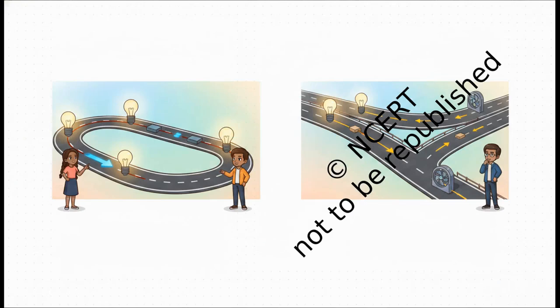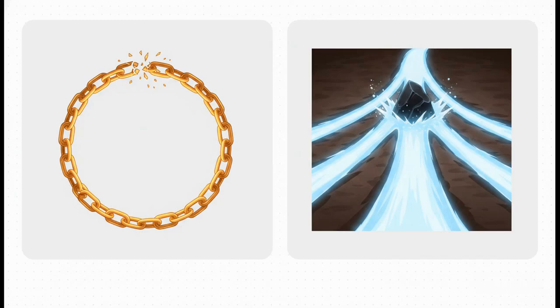Just imagine a 1-lane road where all the traffic has to follow the exact same path, one car after the other. Now on the right, that's a parallel circuit. This is more like a big highway with multiple lanes. The traffic can split up, take different routes, and then all meet up again at the end. So what's the big difference?